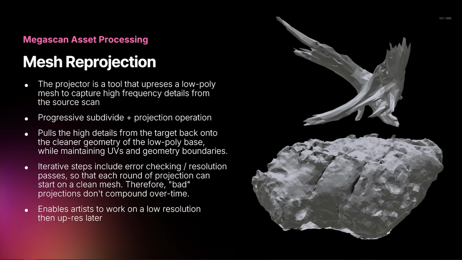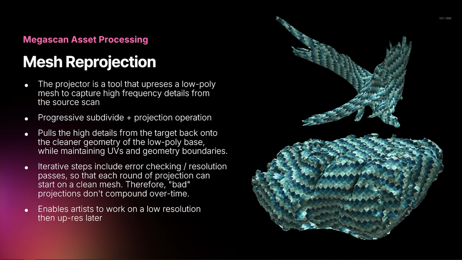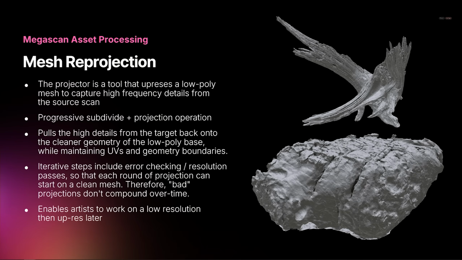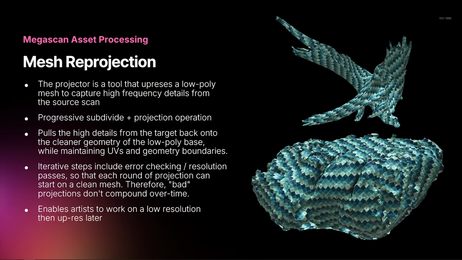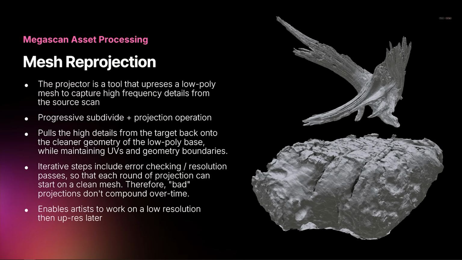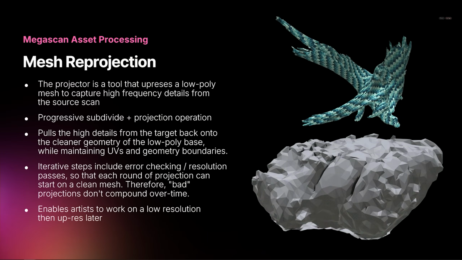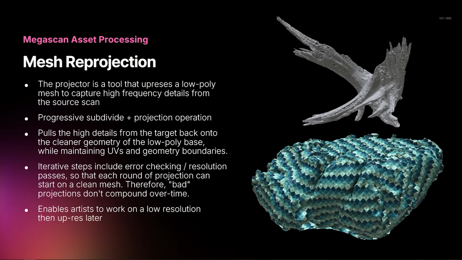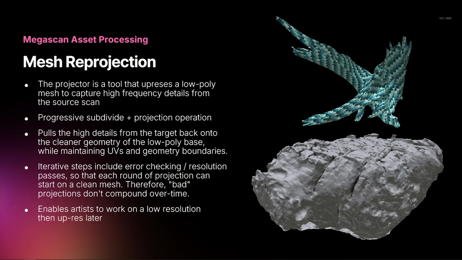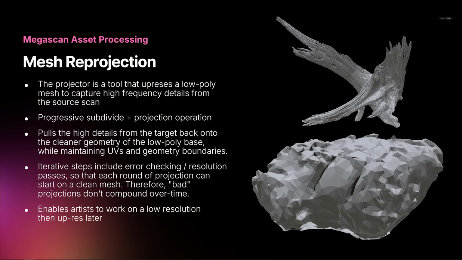So in order to create clean UVs and game-ready topology, our workflow is designed initially to operate on much lower resolution meshes. Once this mesh is approved, it is run through an iterative subdivision and reprojection process to reintroduce all of the high fidelity meshes from the scan, which gives us perfectly optimized UVs on multi-million triangle meshes.